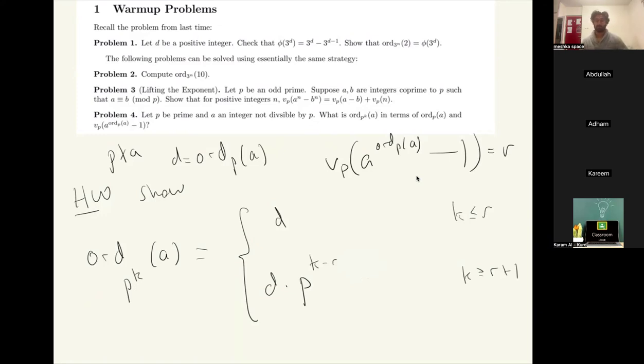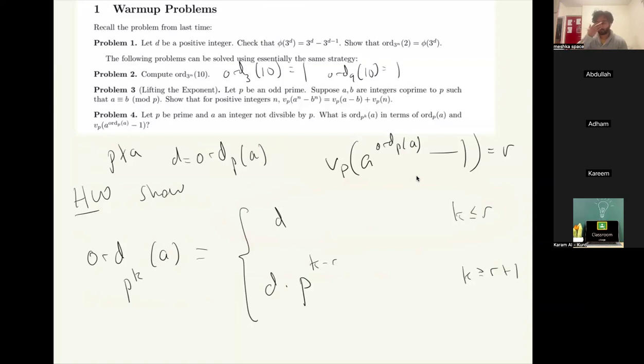Why is it true? So what happened for 10? It was the order for 10. So if I do the order mod 3, it's 1. And if I do the order mod 9, this is also 1. These are the first case. Does it make sense what I'm saying? That's this first case.